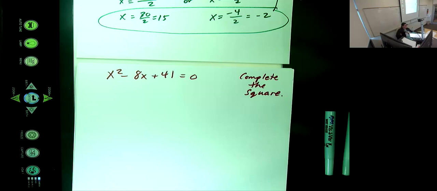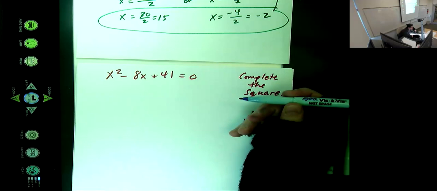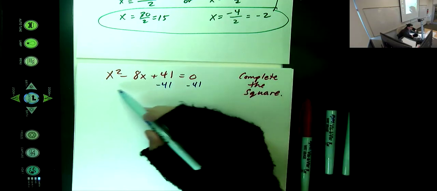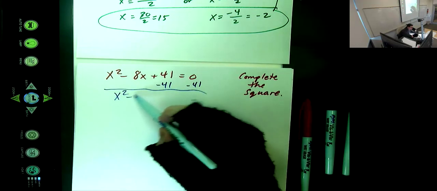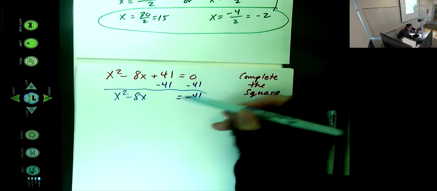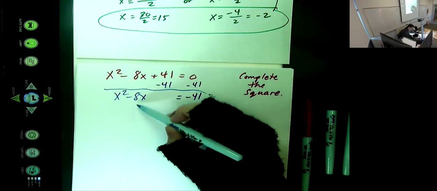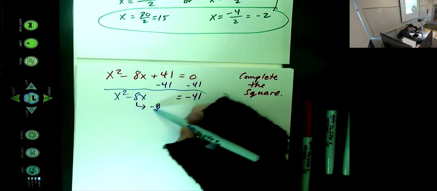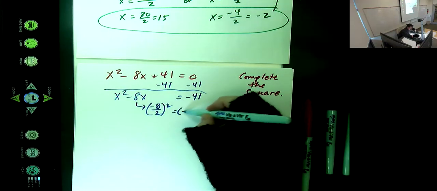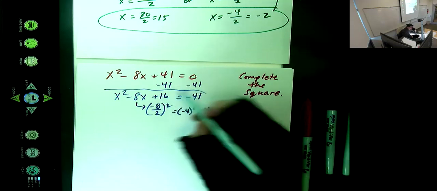Alright. So what do we do here? Get rid of the 41. I like that. Let's do that. Excellent choice, Teresa. What else should we do? We're gonna do that thing. What's that thing involved? The 1/2 b squared. So we're gonna do -8/2? Yeah. And we'll square it. That's -4 squared, which is 16. So we can add 16 to both sides.